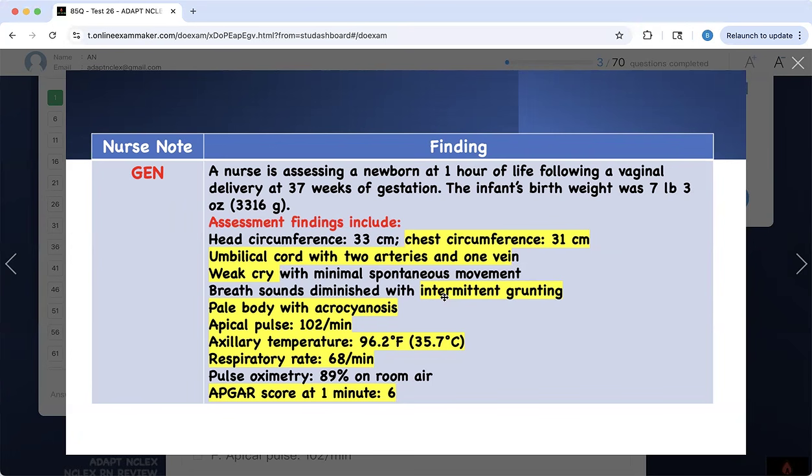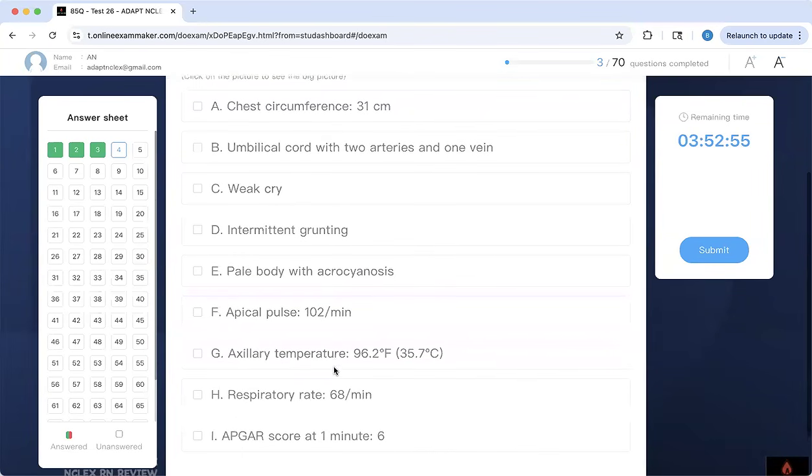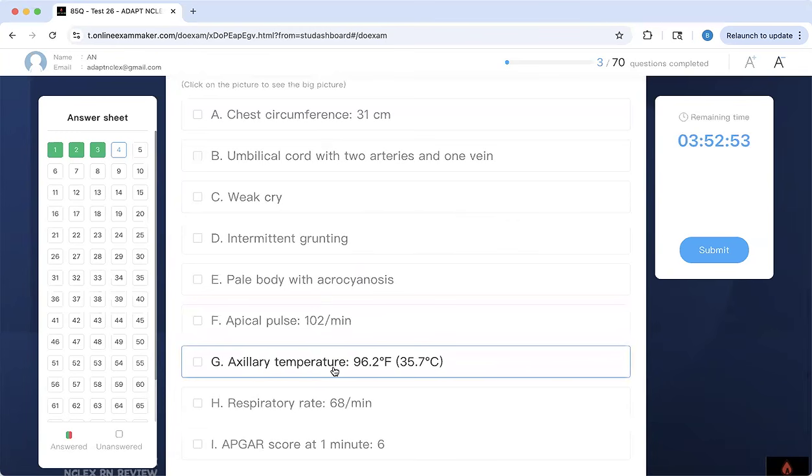Take a picture of it, look at it carefully. If it's an expected finding, leave it alone. But which one should you notify the healthcare provider about? Pick your answer. Don't overselect. Select those that you are 100% confident about. You pick yours, pause the video and pick yours.